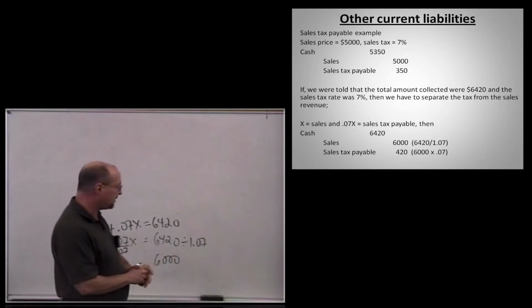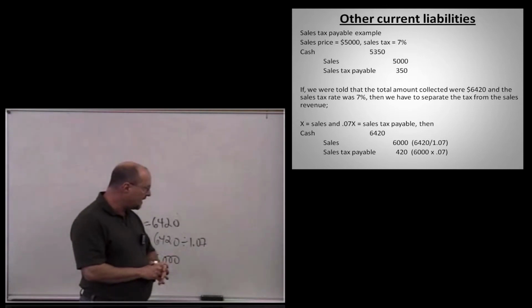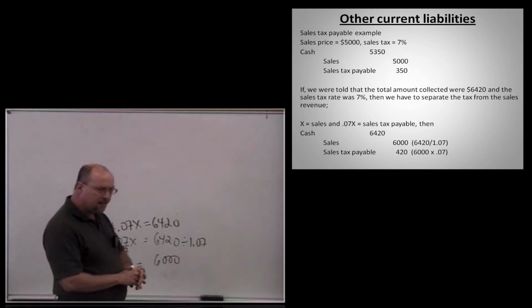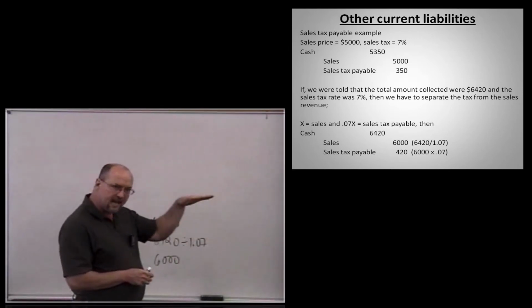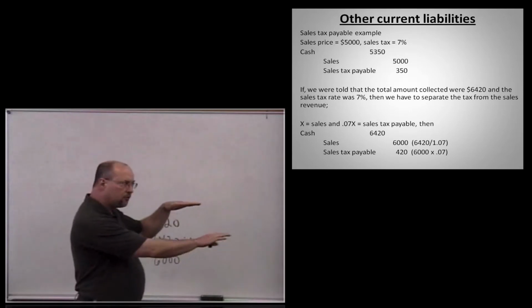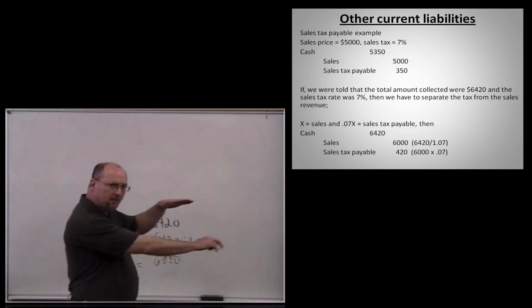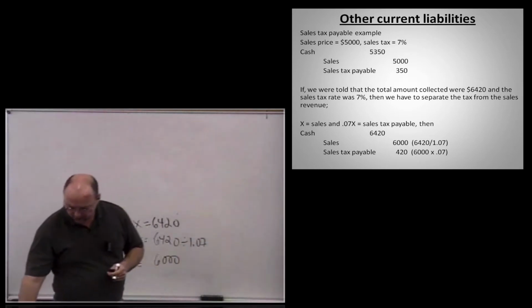Debit cash for $6,420, credit sales or sales revenue for $6,000, and credit sales tax payable for $420. Okay? And of course, when we pay the sales tax to the state, we're going to debit sales tax payable, credit cash. Anytime you pay off a payable, debit the payable, credit cash. Okay? So sales tax payable is a current liability.